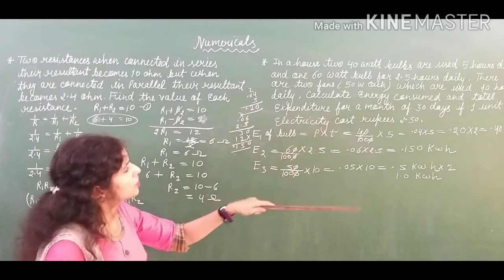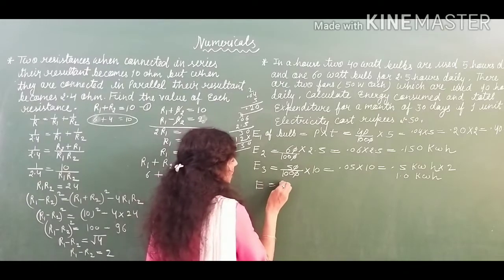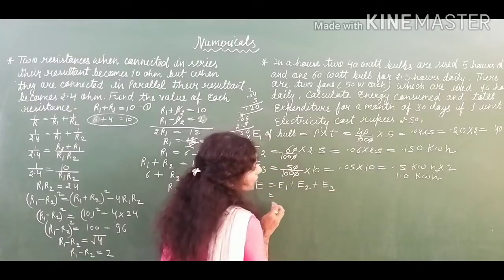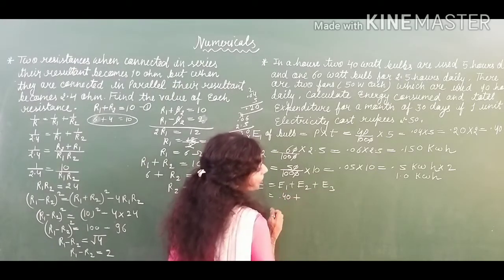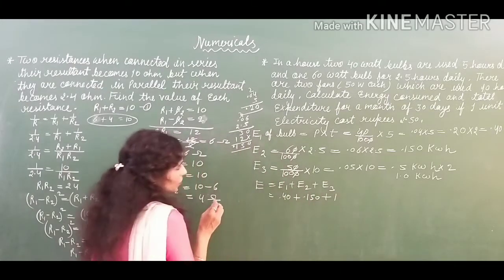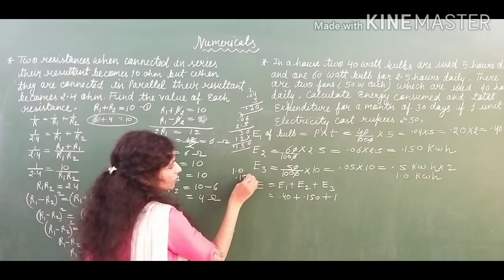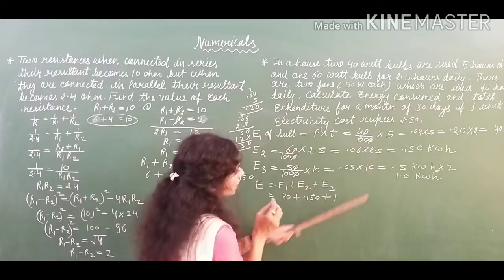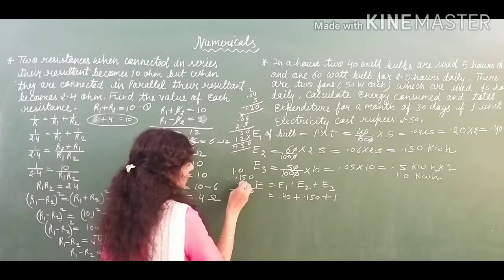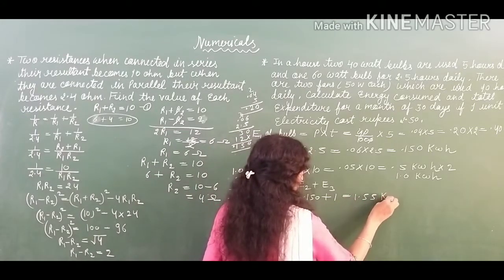Now calculate the energy consumed and the total expenditure for a month of 30 days. First of all, we will find the total energy consumed: E1 plus E2 plus E3. E1 is 0.40, E2 is 0.150 and E3 is 1. Adding all of them, 1.0 plus 0.150 plus 0.40, the sum we get is 1.55 kilowatt hour.